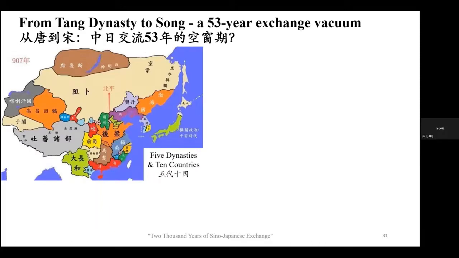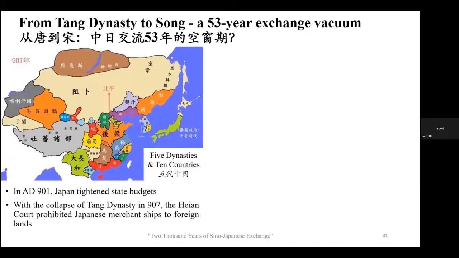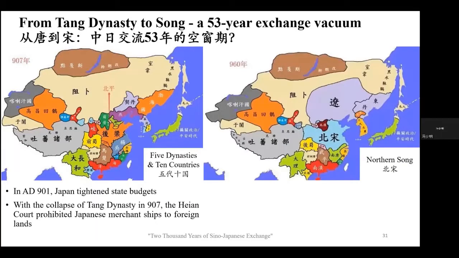So this 53-year exchange vacuum was actually caused partly by the breakup of the Tang dynasty into the 5 dynasties and 10 countries, 五代十国, in China. And at the same time, Japan, with no money left, tightened state budgets. With the collapse of the Tang dynasty, they stopped Japanese ships to the foreign lands.